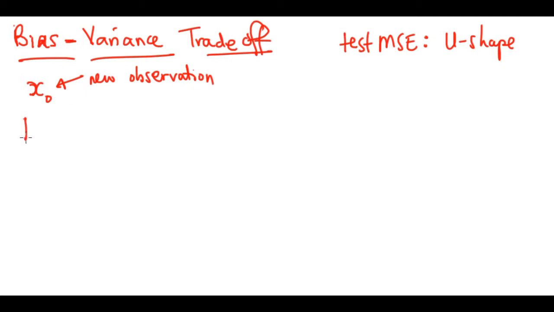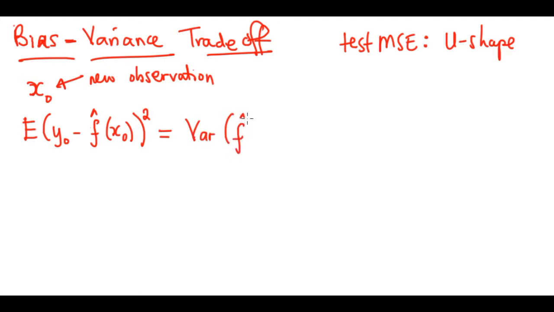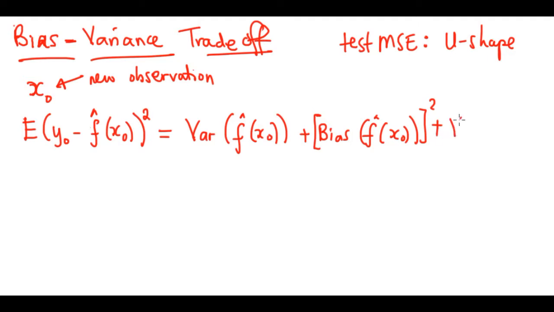So the expected test error, this is the test error that we expect, right? The expected test error, test MSE, is equal to the variance of the predicted value plus the square of the bias of the predicted value plus the variance of the error terms.